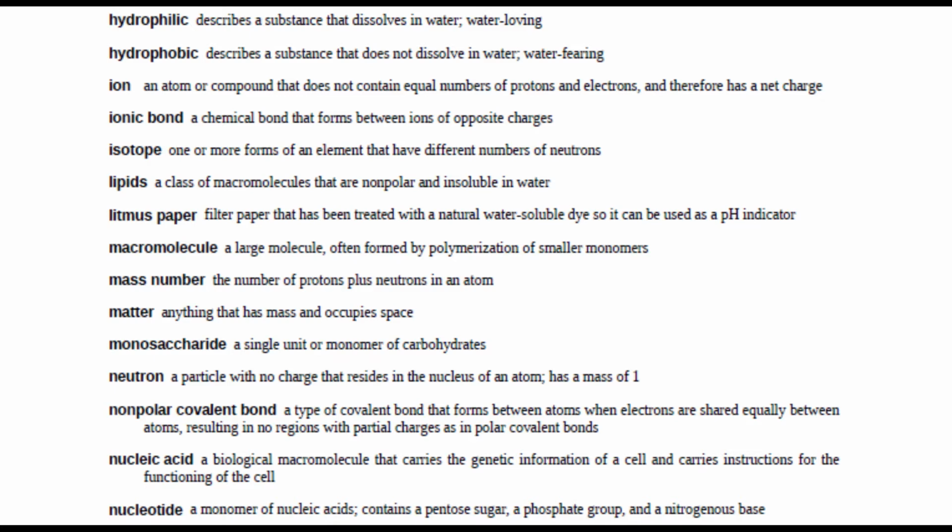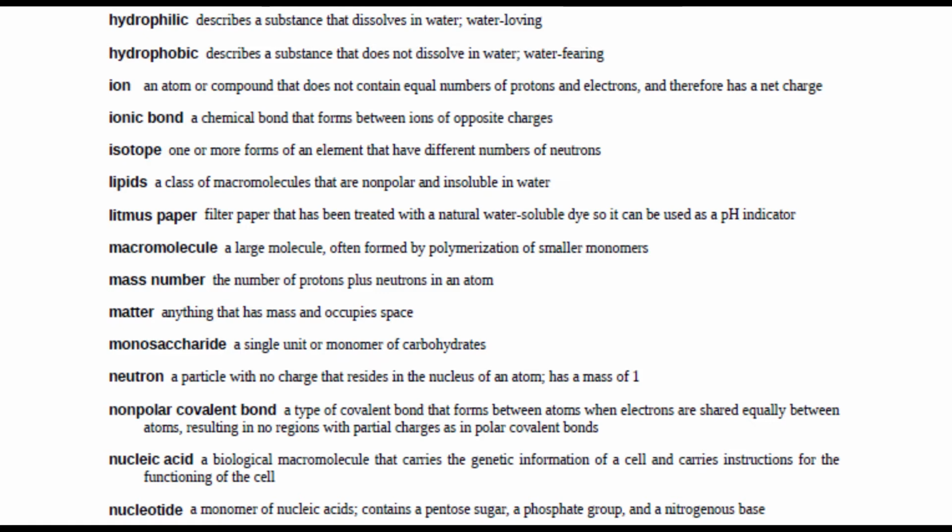Mass number, the number of protons plus neutrons in an atom. Matter, anything that has mass and occupies space. Monosaccharide, a single unit or monomer of carbohydrates. Neutron, a particle with no charge that resides in the nucleus of an atom, has a mass of 1. Nonpolar covalent bond, a type of covalent bond that forms between atoms when electrons are shared equally between atoms, resulting in no regions with partial charges as in polar covalent bonds.